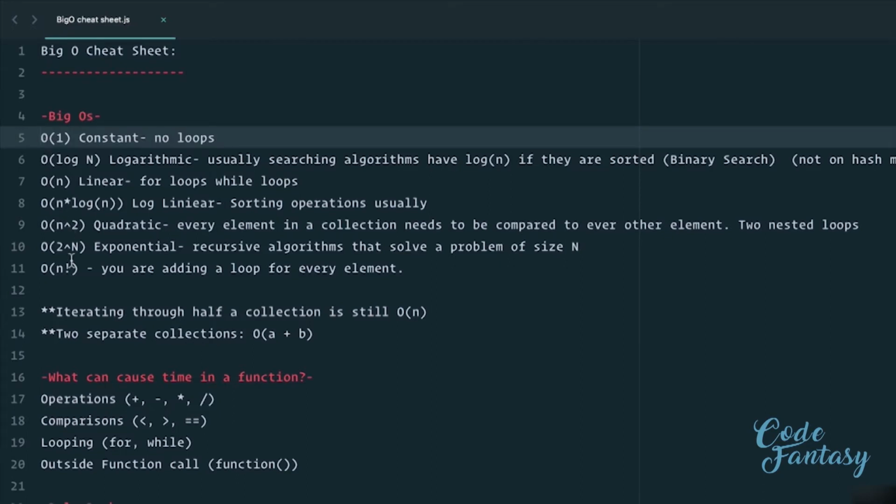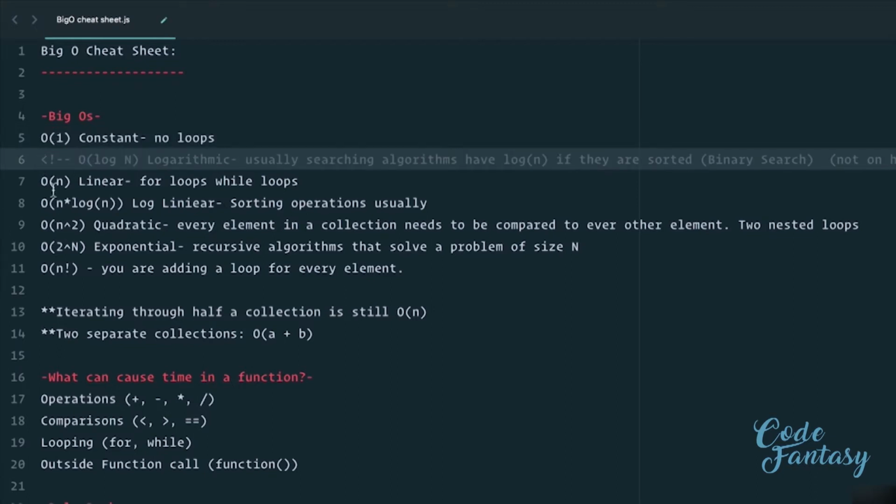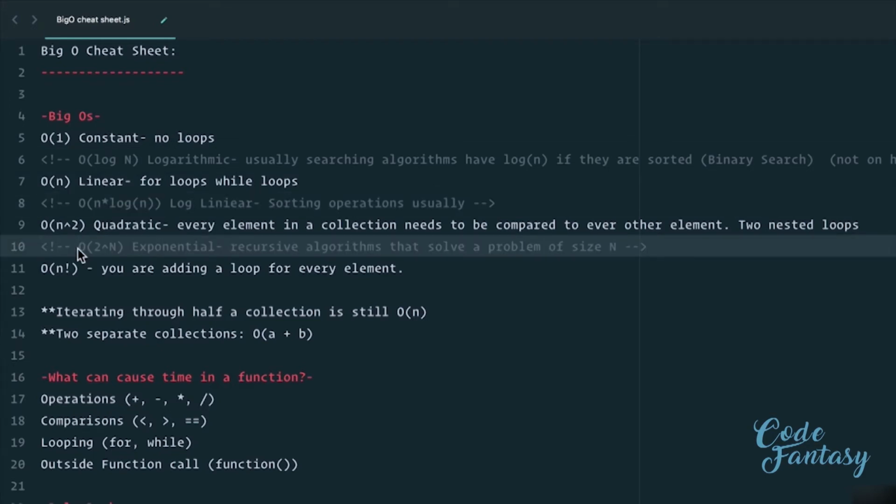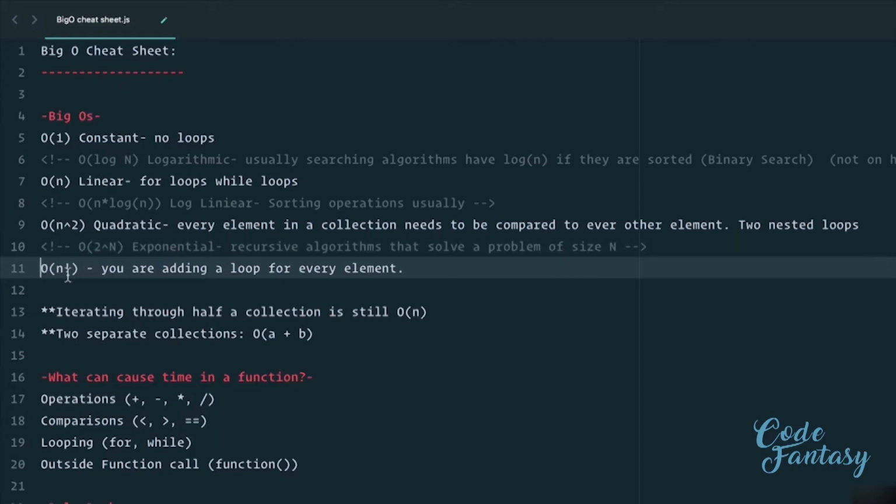Now, we haven't gone through everything. We've gone through constant time, but we haven't gone through something like O(log n), or O(n log n), or O(2^n), or even this one with the exclamation mark. I wonder what that is. Well, we're going to get into that.